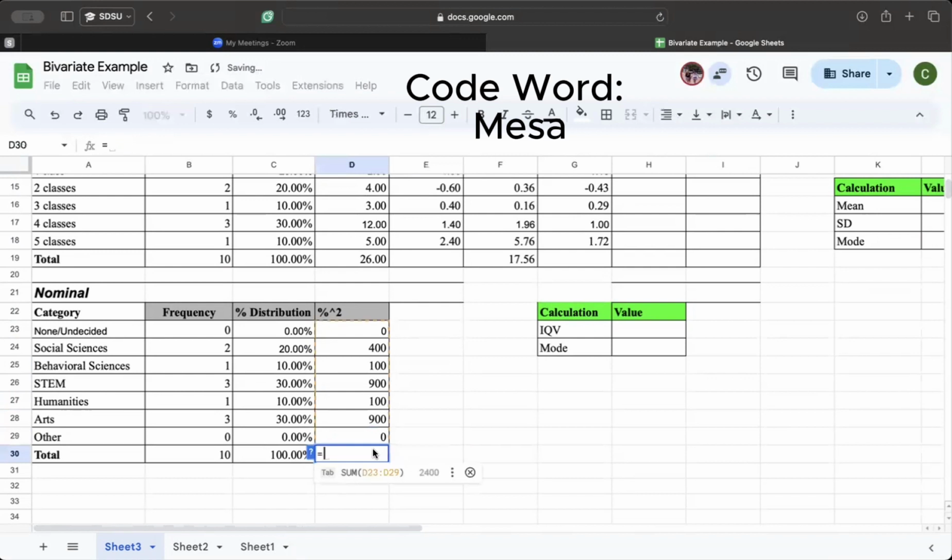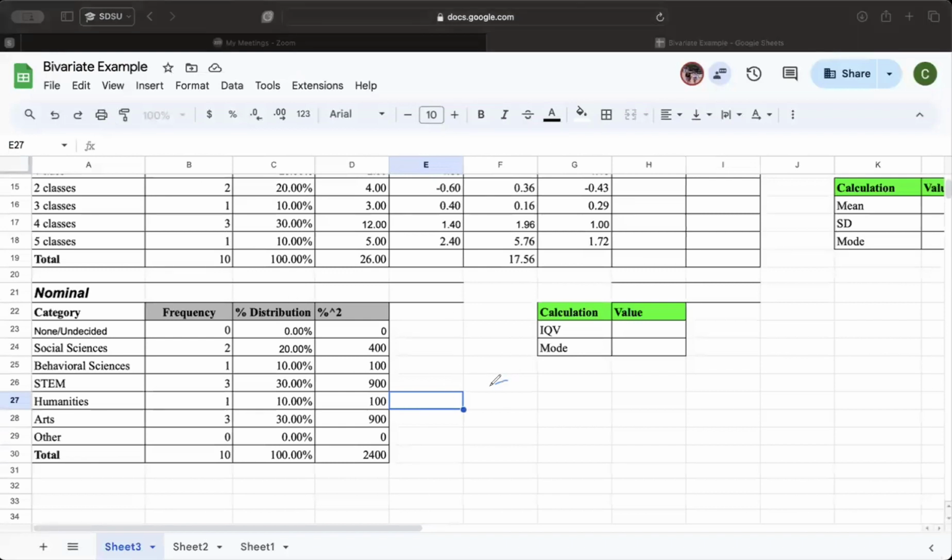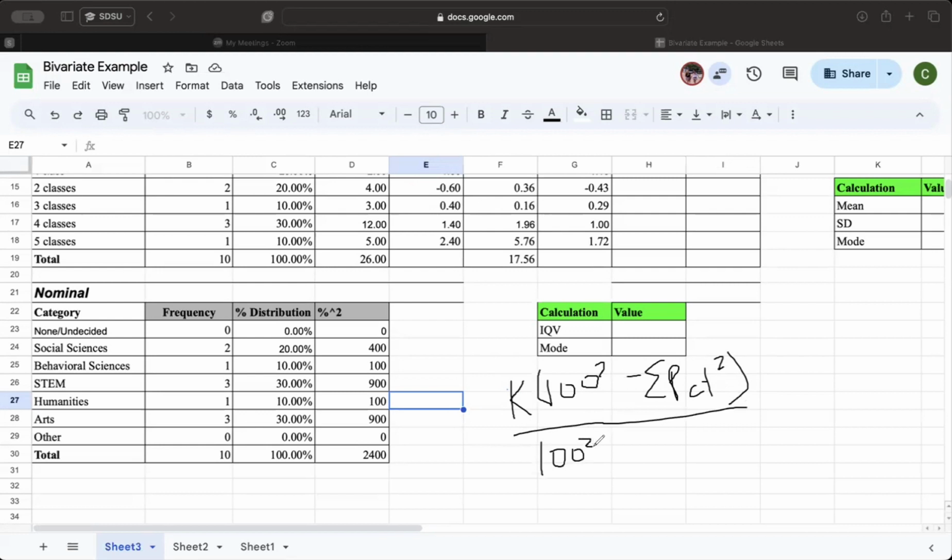Okay, and then we have to add them all up, because remember that the formula for IQV is the sum, apologies, my bad. The formula for it is, K for the number of categories times 100 squared minus the sum of percentages squared, divided by 100 squared times K minus 1, where K is the number of categories.